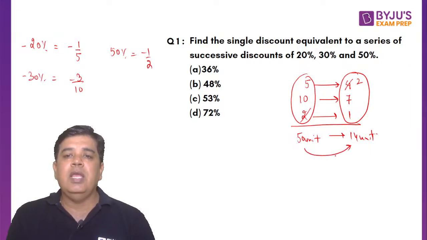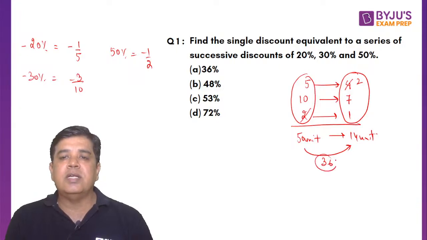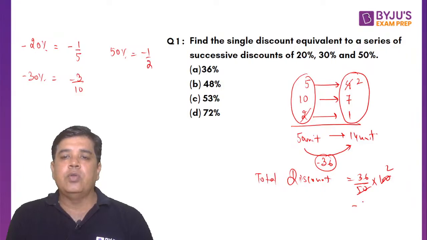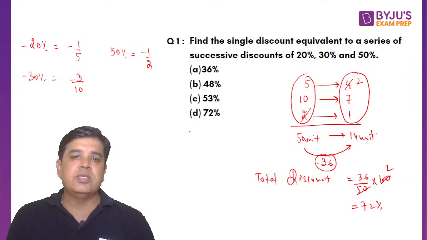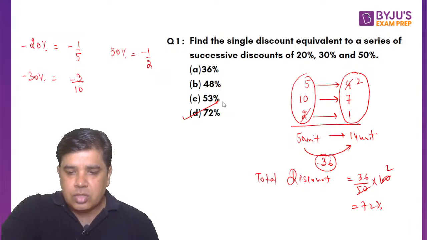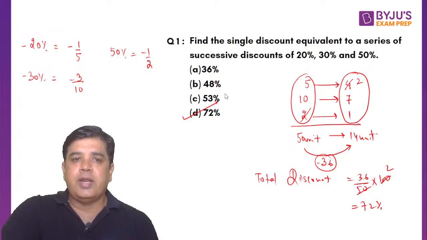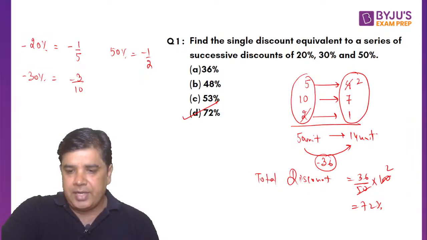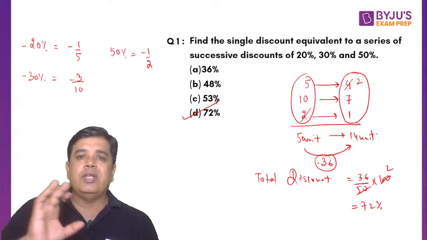So what is the equivalent discount? It is 36, right? So the total discount will be 36 on 50, right? So it is 72%, which is option D, right? Yash and Ahil, you both are right, beta. Your answer is accurate. Very good. You have to see your timing also, right?